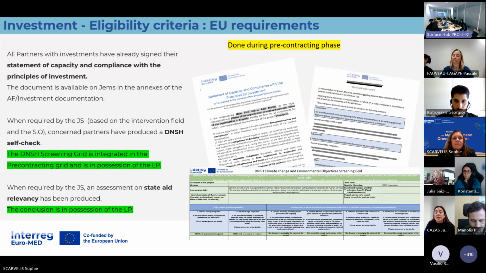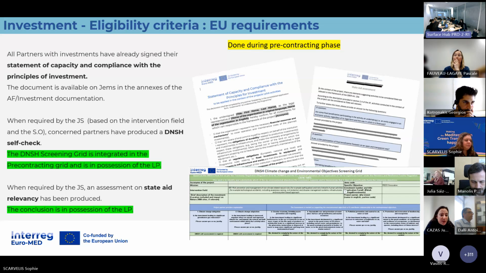Another thing that should already have been done and be available either in GEMS or for you is some documentation that corresponds to some new requirements that you're complying to. So 3 documents that are already available because of the work you've done during the pre-contracting phase. The first one is that each partner involved in an investment, of course, has signed a statement of capacity and compliance with the principle of investment. This document is very important because you stated in this document that you signed, to comply with all the requirements of the program and all the regulation. So it's already in GEMS, in the annexes of the application form and in each investment documentation.